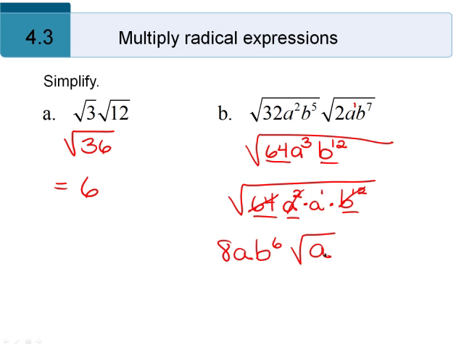And there's your answer. So really, after the first step, it's back to what we did in section 4.1. It is just simplifying radicals. That's basically all there is to it. Okay?